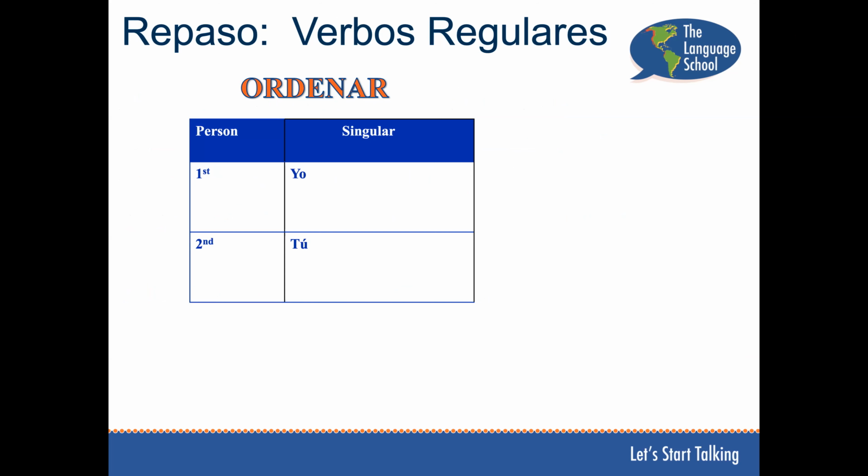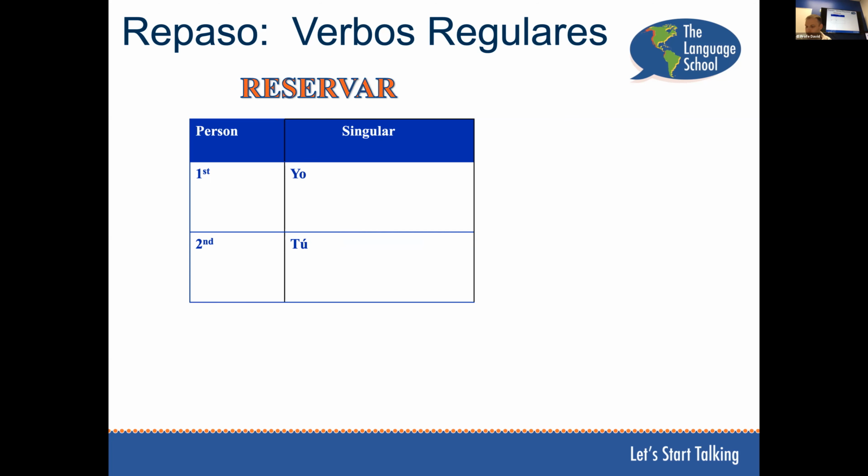No sé. Ordenar significa to order. Oh, well, that makes sense. ¿Cómo se dice I order? Yo ordeno. And then you order? Tú ordenas. Very good. Sandy, ¿qué significa tomar? To drink. Very good. How do you say I drink? Yo tomo. You drink? Tú tomas.